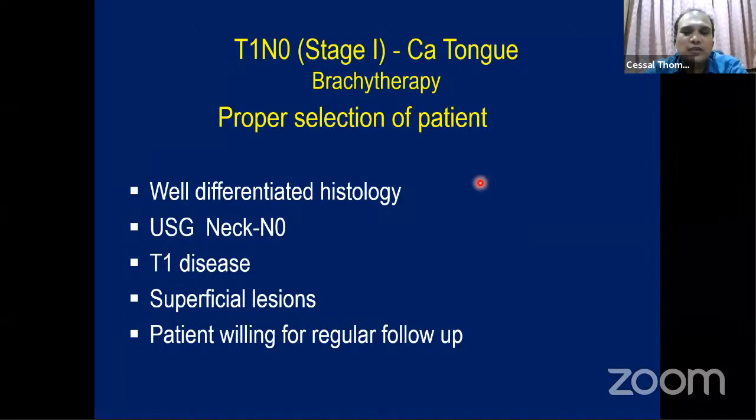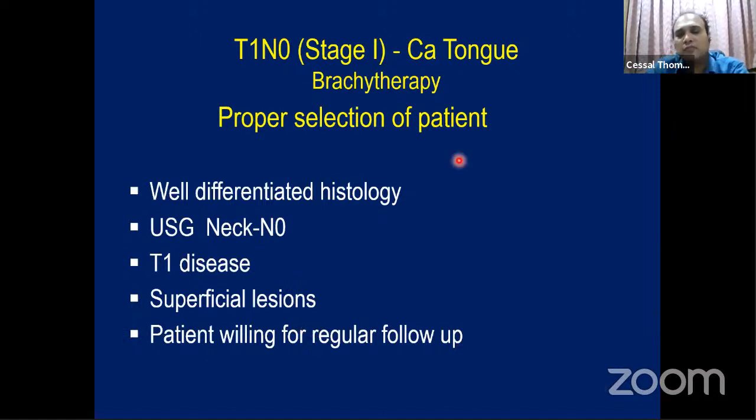Ensure that you are dealing with only T1 tongue. Number two, it should not be T2. Second thing, the patient should have a well-differentiated histology. All patients should have an ultrasound. Ultrasound is the best investigation to evaluate the N0 neck. It should be a T1 disease, superficial lesions, and the patient should be ready for regular follow-up.